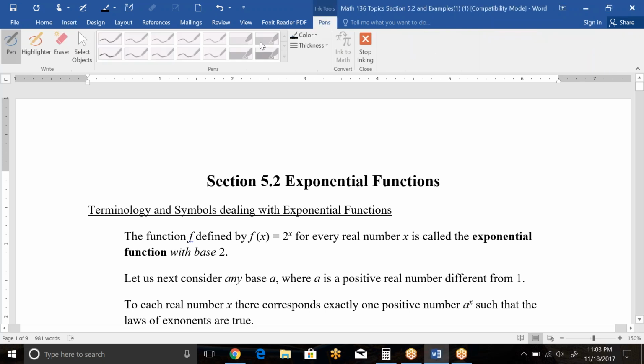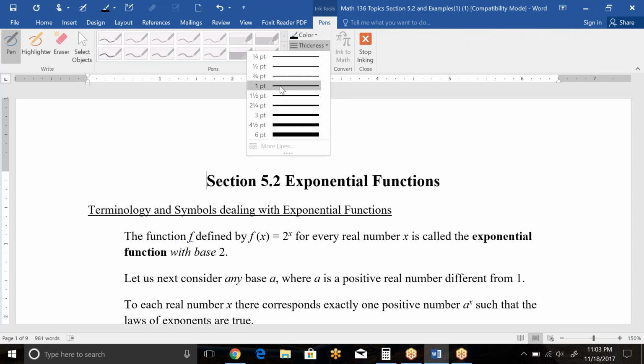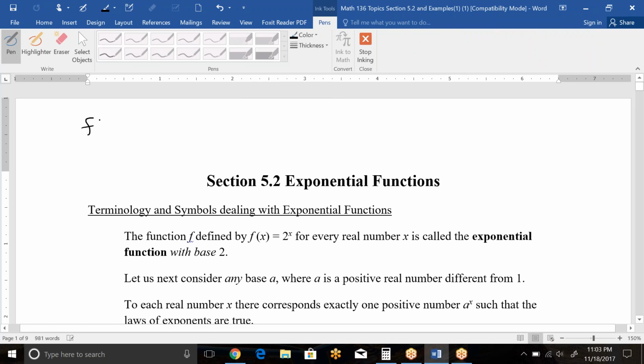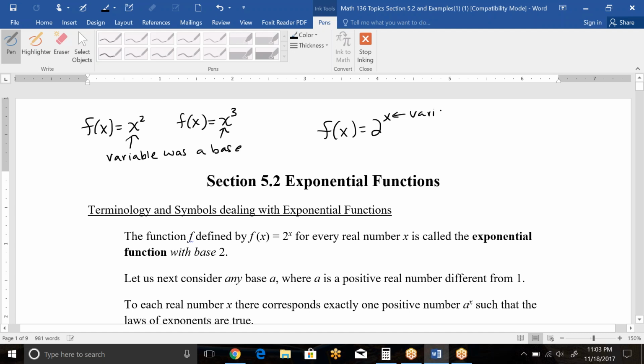So before, just to give you some reference points, we have dealt with things like f of x equals x squared, f of x equals x cubed. Notice that the variable was a base in both of these. Now we're going to be looking at things like f of x equals 2 to the x, where the variable is an exponent. So an exponential function is one where the variation or the change, the variable, is happening in the exponent.